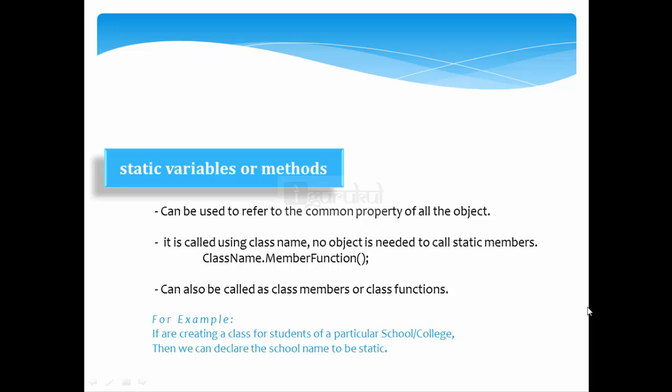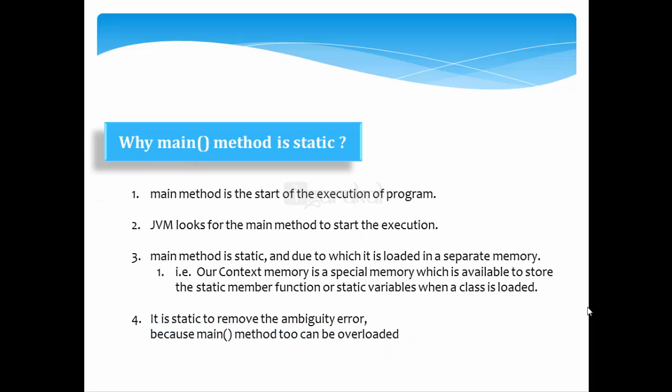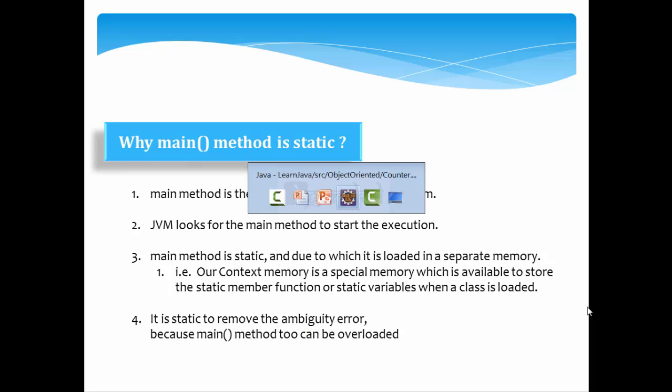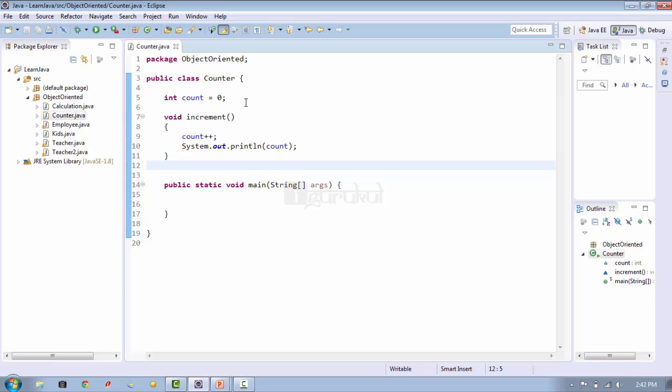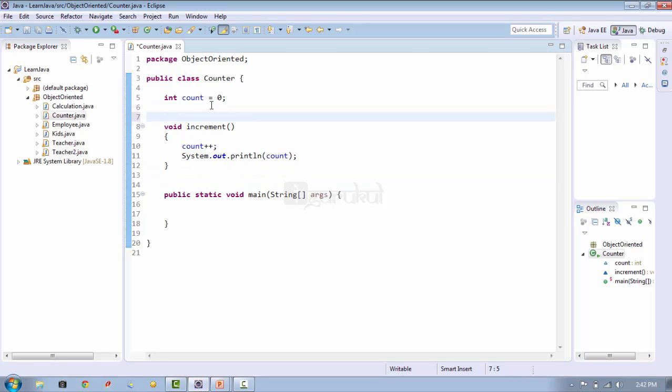So let's create a program and see it practically, and then I will tell you why the main method is static. Go to Eclipse and create a program. See, I have created a simple program right now. In this, I have taken an integer variable called count, and then I have created a method called increment, and in it I have incremented the variable and then printed the line. So this is a simple program. Right now we are not using any static keyword.